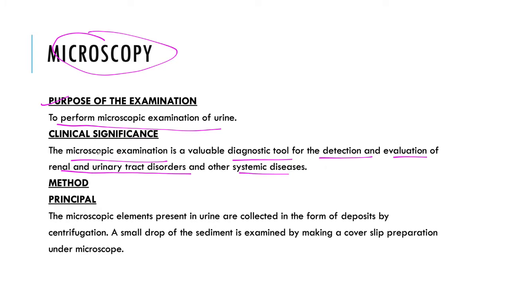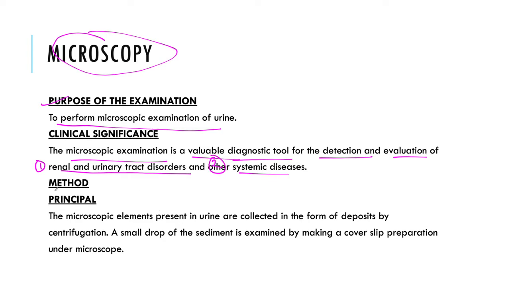So why is the microscopic examination important? You have to remember two terms here. It is a valuable diagnostic tool for detection and evaluation of renal and urinary tract disorders. This is number 1, and number 2 is other systemic diseases also.